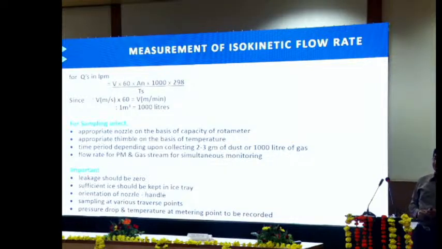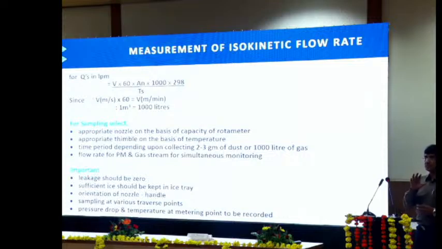Pressure, and that is at the end of the sample. So for LPM, I think it may be increased. If the pressure correction and temperature correction is not done, I think the isokinetic sampling is not maintained.